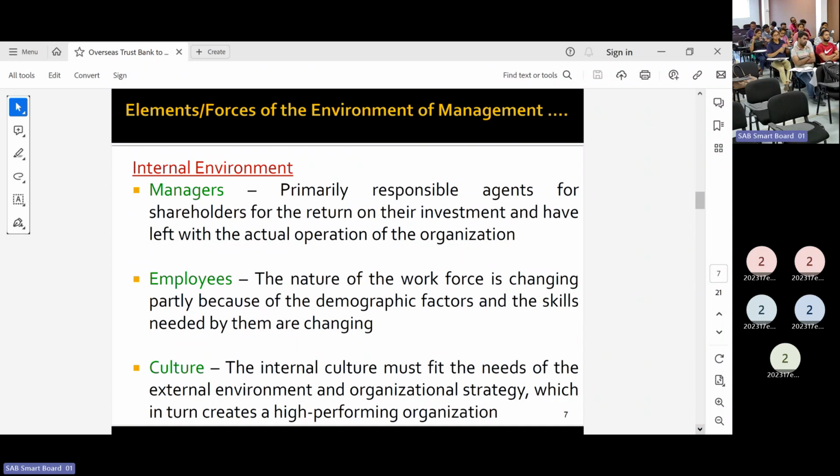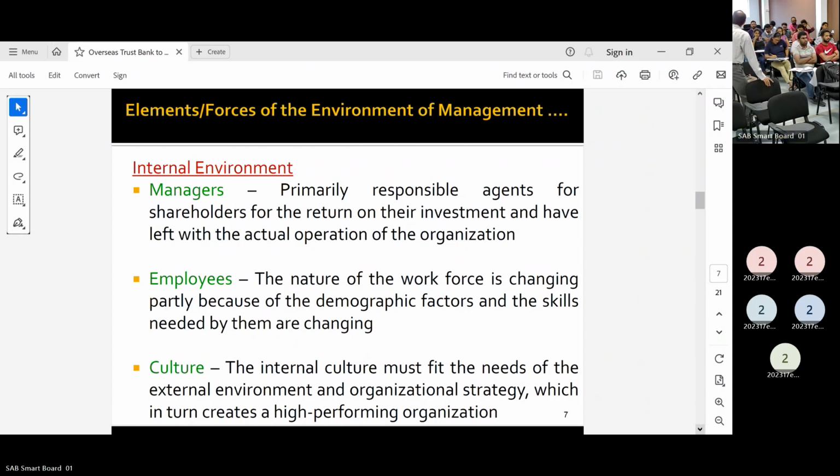The last one, the third one, is culture. That's the internal culture, or corporate culture, organizational culture. That should be fitted. Finally, as I mentioned, all organizations should be able to fit their cultures to satisfy the requirements or needs of the external environment through organizational strategies, not through anything else. For that purpose, managers should formulate and deploy strategies appropriately. But these strategies should be fitted to the corporate culture, the company culture.